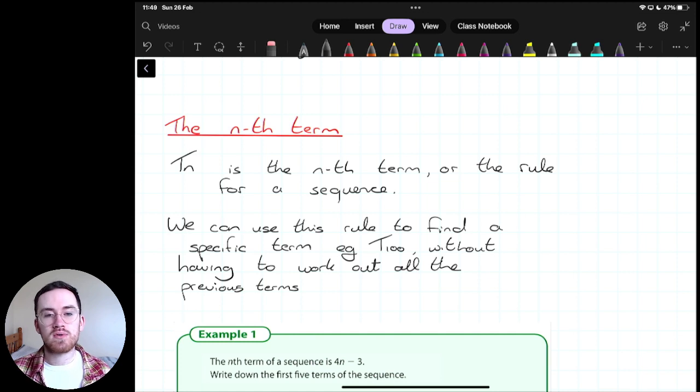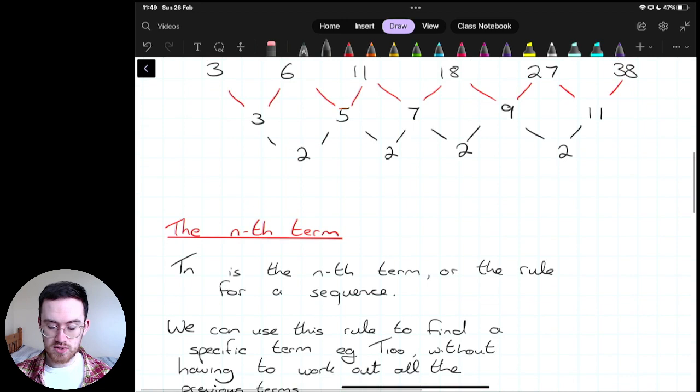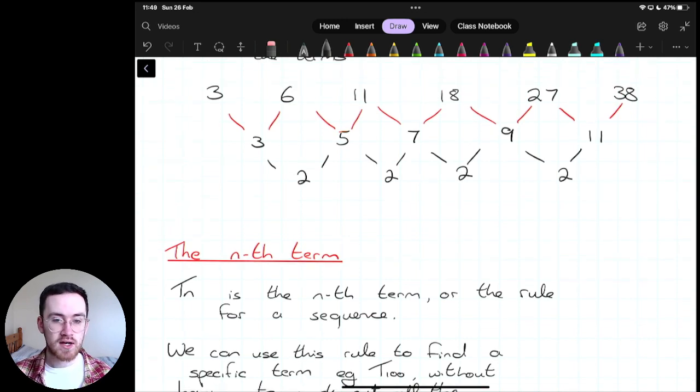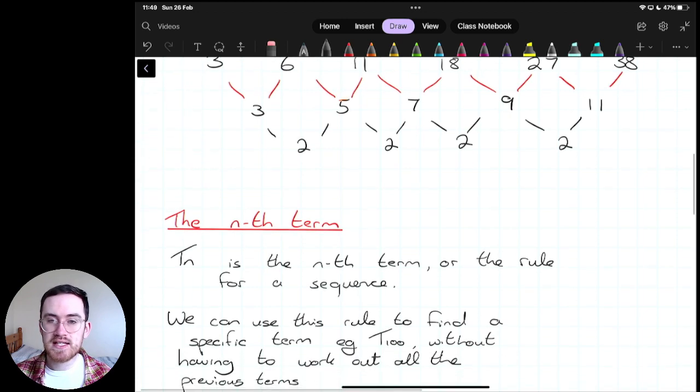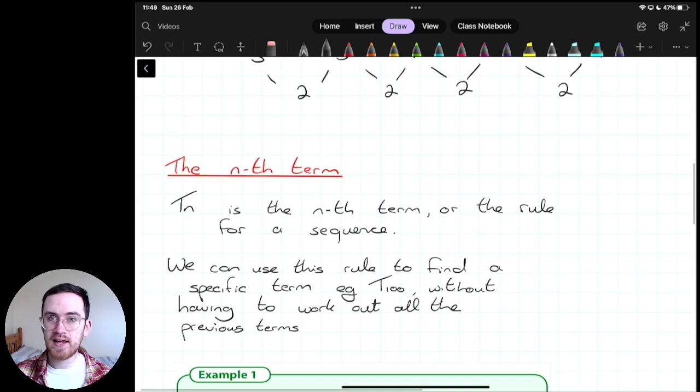But what we can do with this nth term is use it to find a specific term. If we want to find a certain term, such as here with the 100th term, we can find that term without having to work out all the terms that come before it. Like we had here, we can work out the difference, add that on, and continue working out the pattern, but using this rule now, this Tn, we'll be able to find any number in the sequence without having to work out the previous ones.